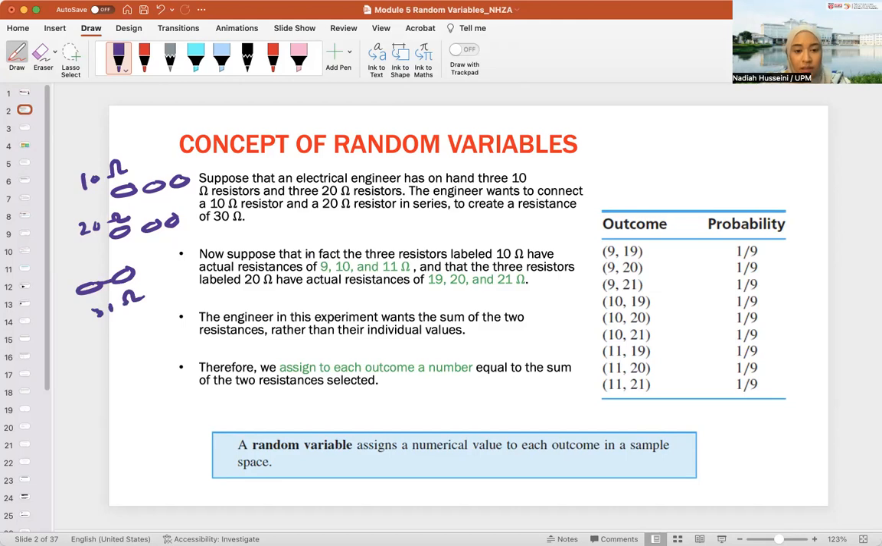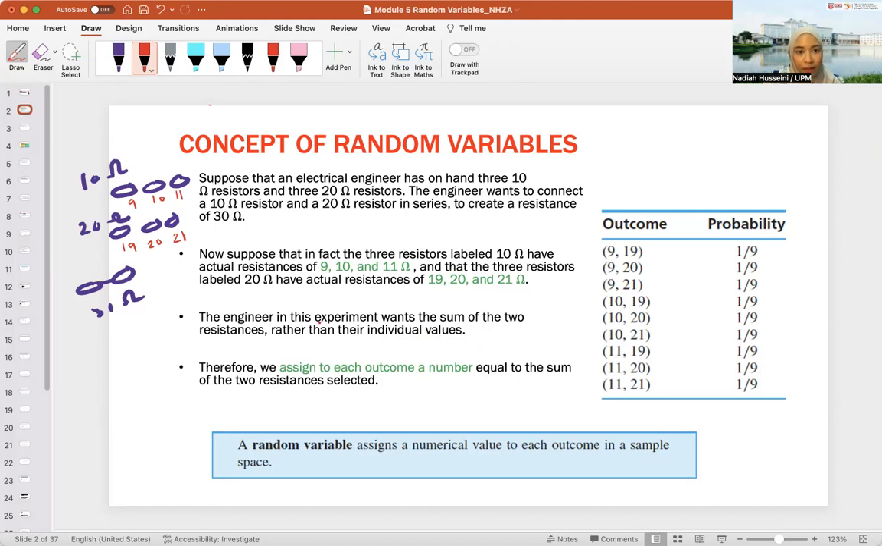Now suppose that in fact the 3 resistors labeled 10 ohm have actual resistance of 9, 10, and 11. Let's write this down. It's too thick. 9, 10, and 11. And the other 3 for the 20 ohm are 19, 20, and 21. So they don't have the exact value of 20. The engineer in this experiment wants the sum of the 2 resistances rather than their individual values. Therefore, we assign to each outcome a number equal to the sum of the 2 resistances selected.